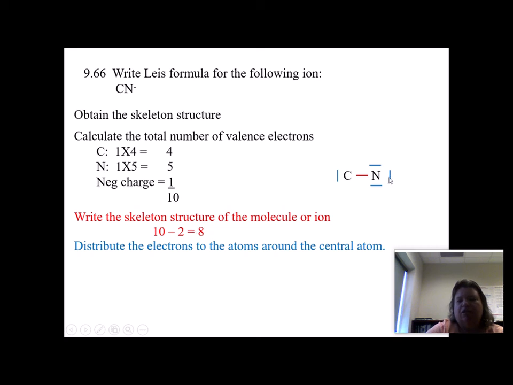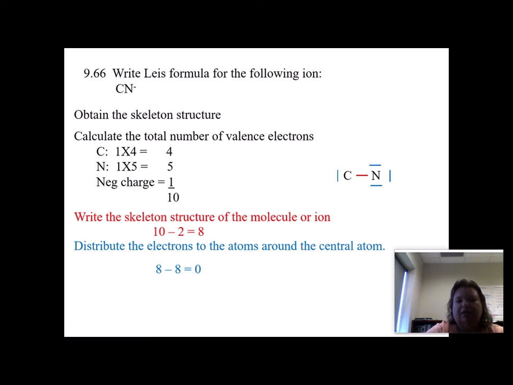So I check. Do both atoms see 8 electrons? Well, nitrogen does because it has these 6, which are the lone pair, and it has these 2, which is the bonding pair. But carbon only sees the 2, so 2 electrons. So in this case, they do not both see 8 electrons.